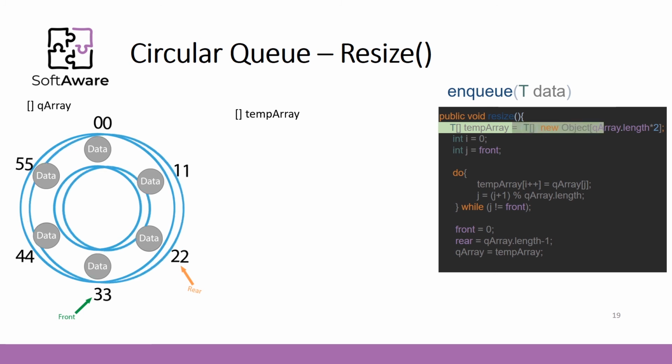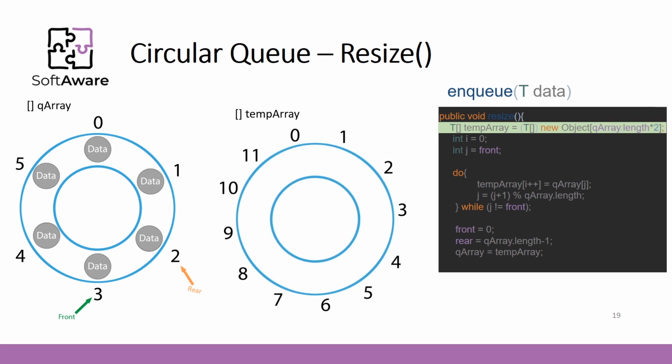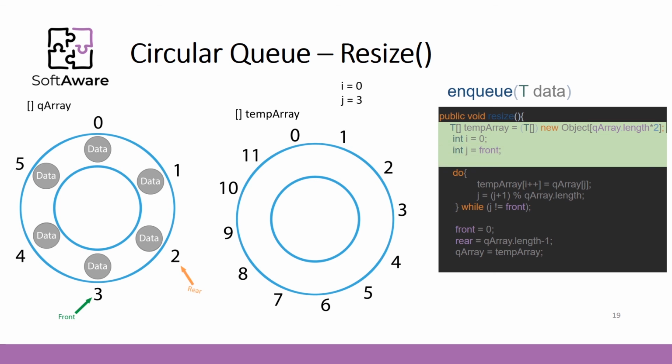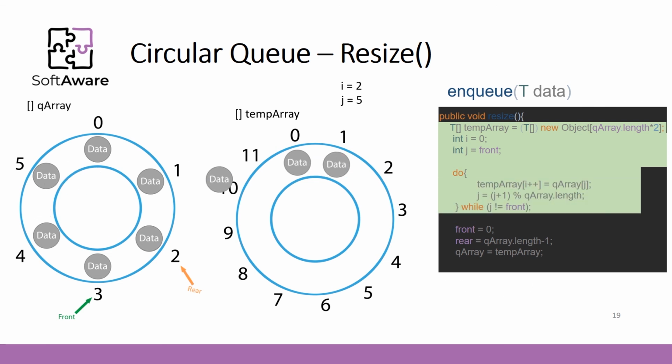In common, we increase the size of the full array by double the length of that array. Next, we create local variable i and set it to 0. This variable will be used as index in temp array to be able to copy elements with a do-while loop from QArray. The j local variable is assigned to front of QArray as it is the first index of QArray. This way, we know where to start copying data from QArray to temp array. Now, let's see how data would be copied from QArray to temp array using do-while loop.